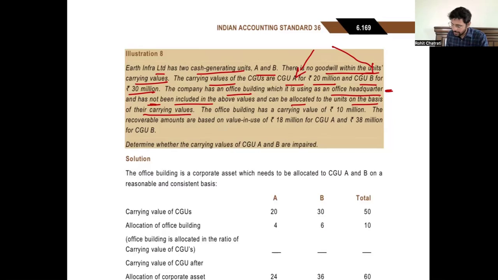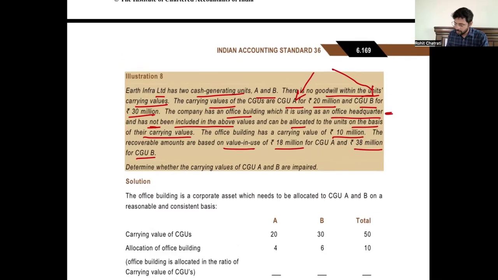The office building has a carrying amount of 10 million, which we will allocate to A and B in the ratio of their carrying amounts. The recoverable amounts are based on value in use of 18 million for CGU A and 38 million for CGU B. Determine whether the carrying values of A and B are impaired or not.